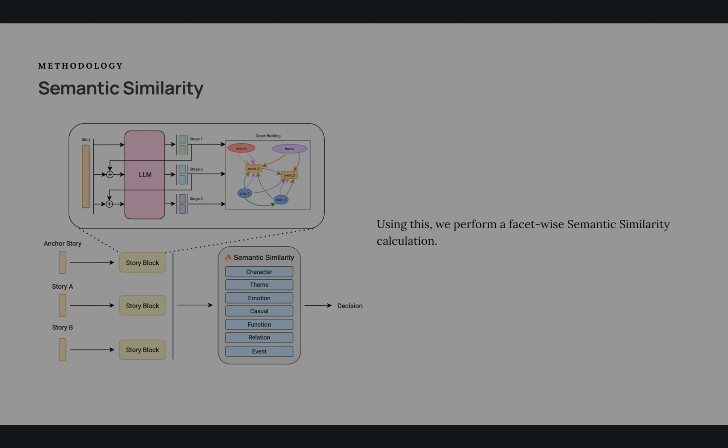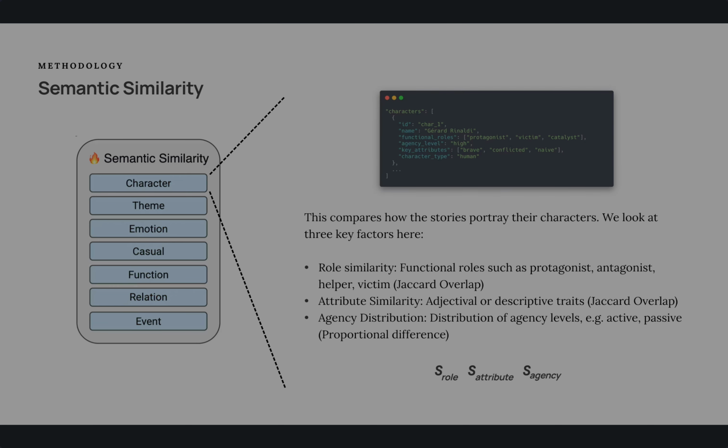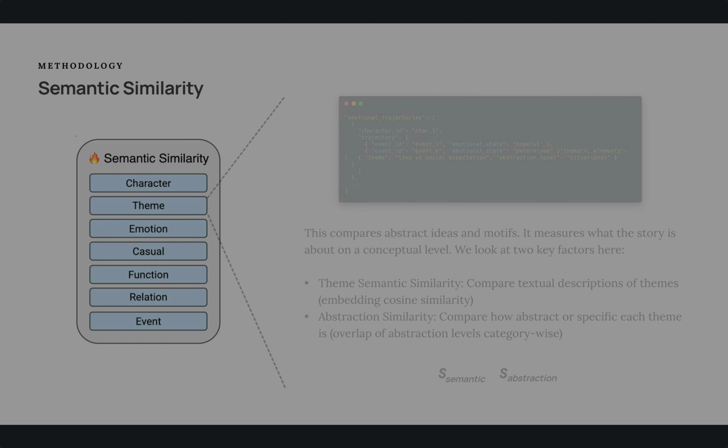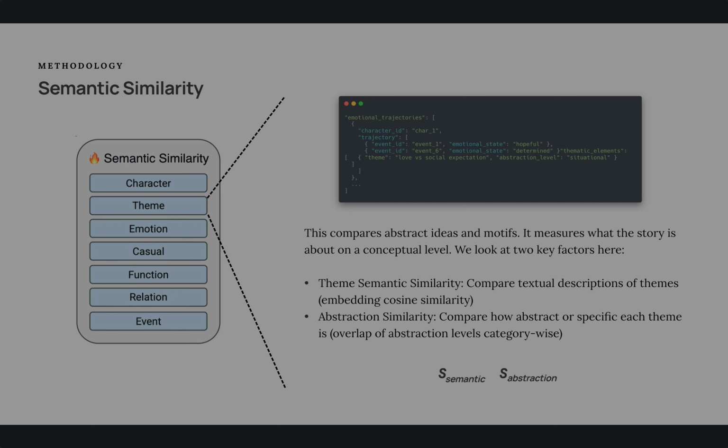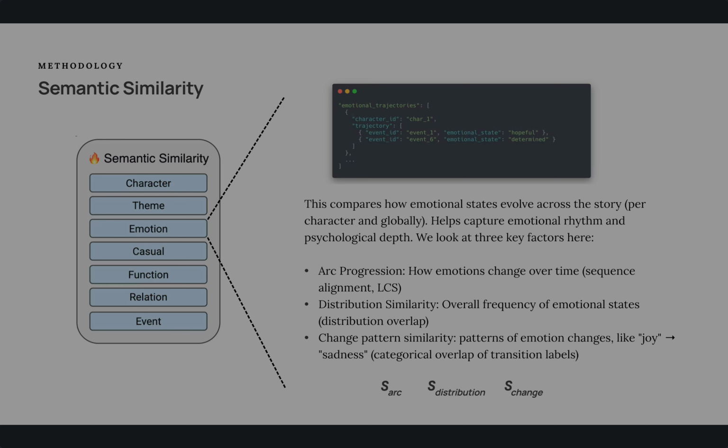We compute similarity across 7 semantic facets. First is character similarity, which compares how stories portray their characters, and includes role similarity, attribute similarity, and agency similarity. Second is theme similarity, which compares conceptual content, and includes semantic theme similarity and abstraction similarity. Third is emotion similarity, which compares emotional trajectories, and includes arc progression, distribution similarity, and change pattern similarity.